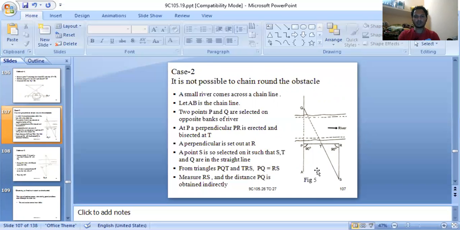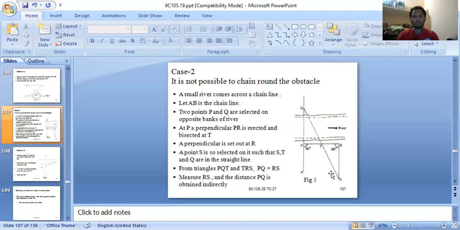That AB is the obstacle. AB is the chain line where P and Q are 2 points on either side of a river. At P, we have to erect a perpendicular PR which is bisected at T, and draw a perpendicular at R which touches S. The point S is so selected that S, T and Q are in a straight line. S, T, Q should be in a straight line. This can be done by using ranging operation.